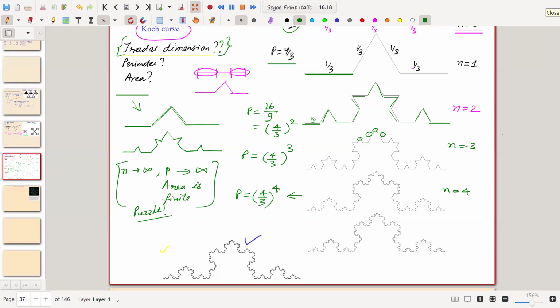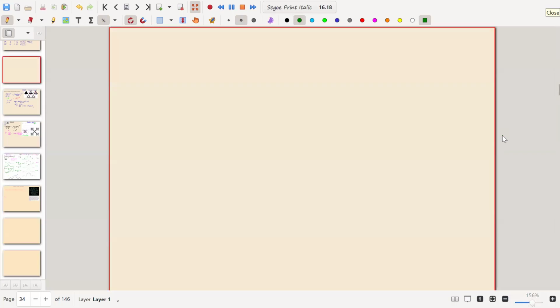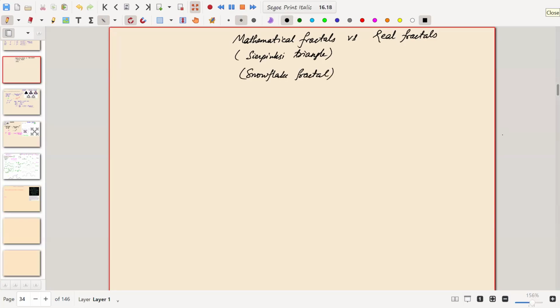Let us clarify something more. These are mathematical fractals versus real fractals. So what are mathematical fractals? The Sierpinski triangle, the triangle we saw first, the snowflake fractal, the Koch curve. These use mathematical rules to make these fractals.